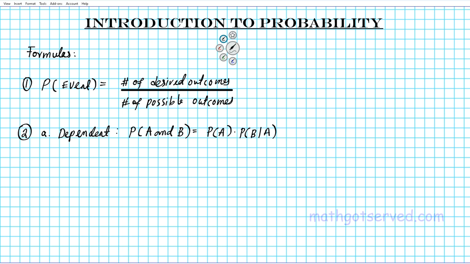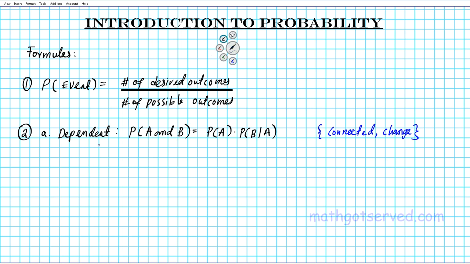Think about dependent events as events that are connected to each other. Basically, one event affects the outcome of the other. There is some kind of change in the sample space after the first event. That's why we have the probability of B given A, because the probability of B is affected by A. So this is the formula when you have dependent events.